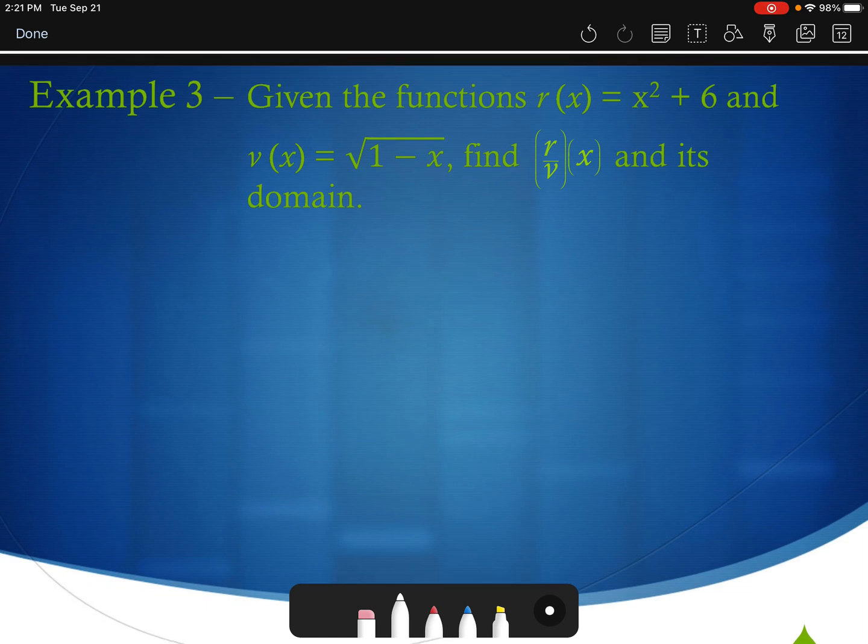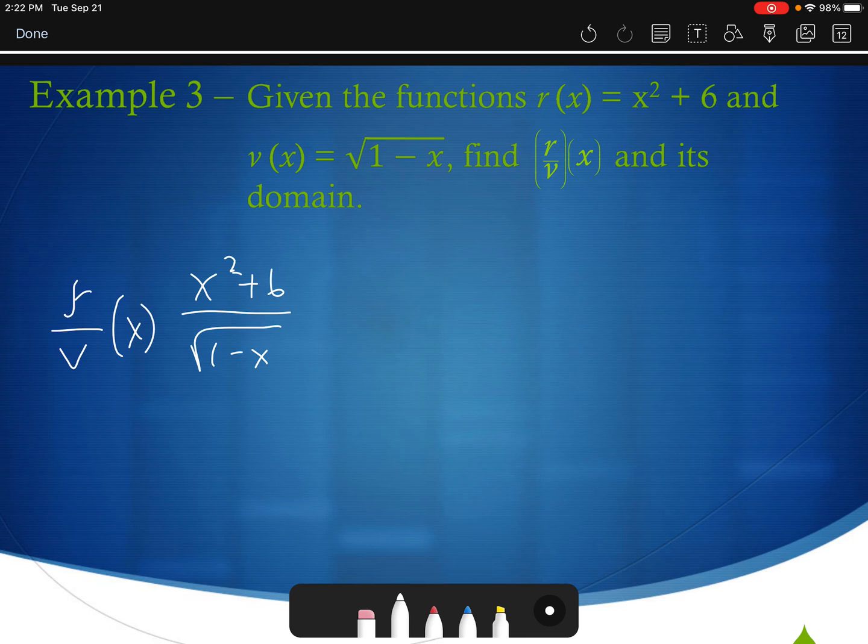Okay, if we're given x squared plus 6 and the square root of 1 minus x, we're going to find the quotient of r divided by v, and then we're going to look at its domain. So x squared plus 6 over the square root of 1 minus x would be r over v of x. So we take r divided by v, and then we have to talk about its domain. Well, 1 minus x has to be bigger than 0. Can't be equal to it, can it? Because we can't have 0 in the denominator. So I'm going to add x.